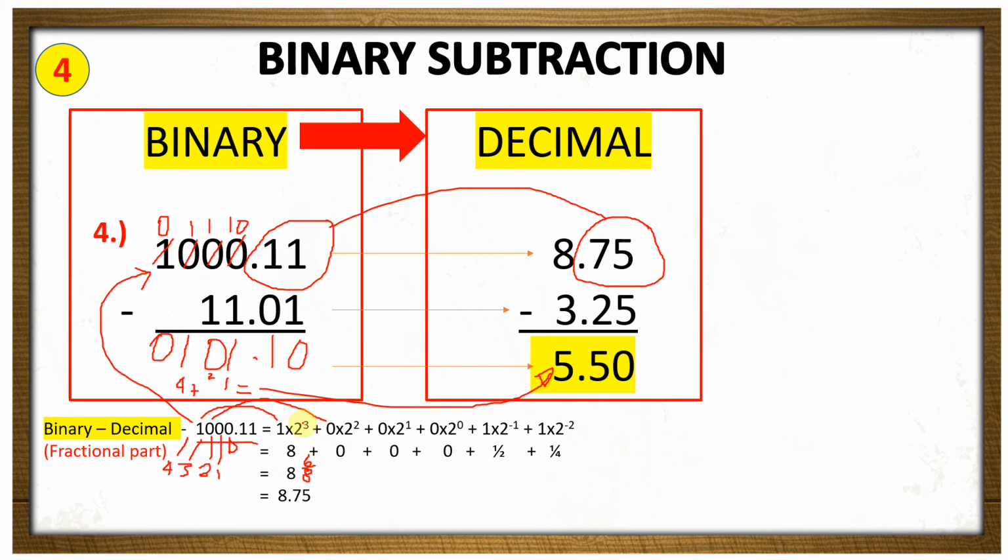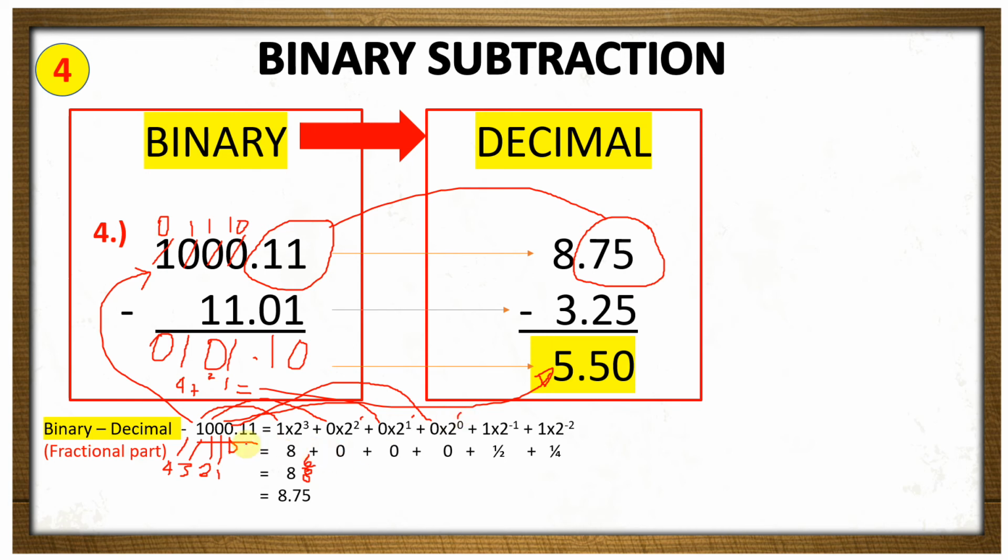So the exponent actually decrements by 1. Next, this 0 times 2 raised to the power 1. You see, the exponent actually decrements by 1. So next, you copy this 0 again, and you put it here. Then multiply it by the constant 2 raised to the power 0. Okay, it decrements by 1.